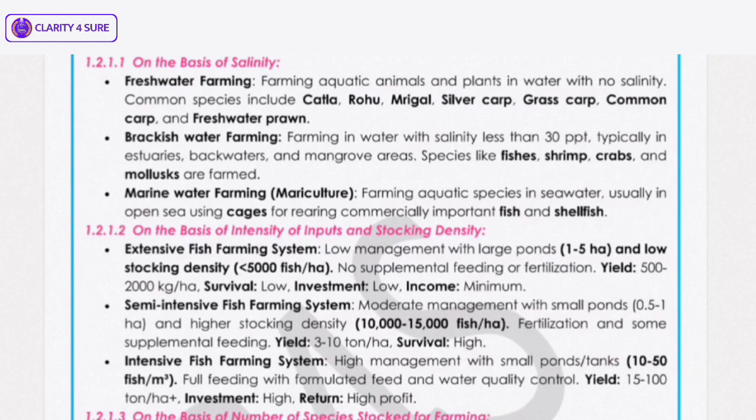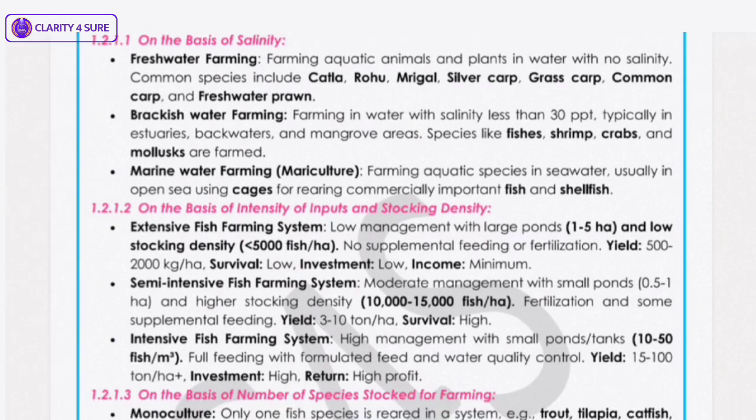Then we have semi-intensive fish farming system where there is moderate management. So here both natural productivity and supplementary feeding are used. So the yield is 3 to 10 ton per hectare. So the survival is high.